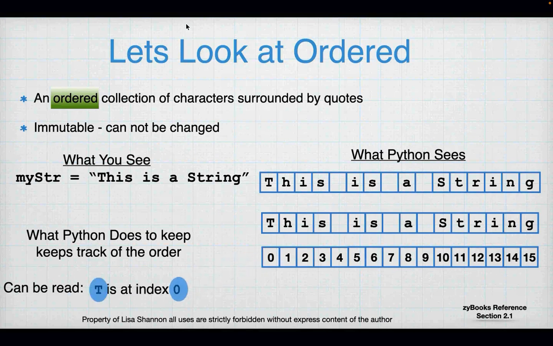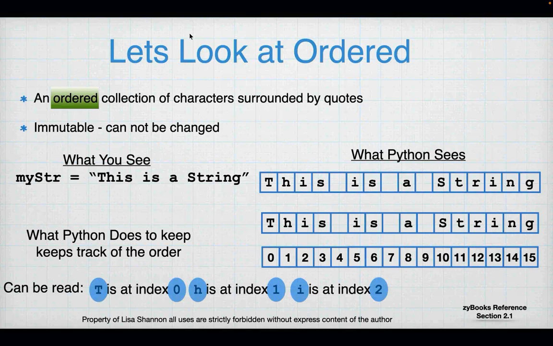So this can be read, T is at index 0, H is at index 1, I is at index 2, and so forth. So you will notice here that my indexing starts at 0 and it ends at 15, even though there are 16 characters in my list. That's because it starts at 0. Every single list that you deal with in Python starts at 0. There's no way around it. That is just the way it is.